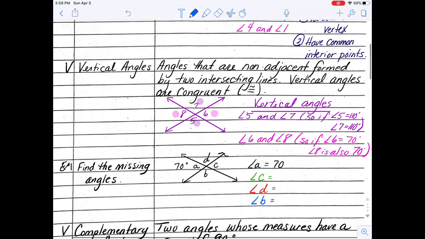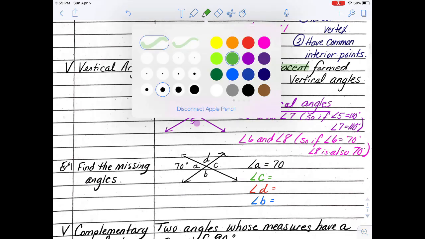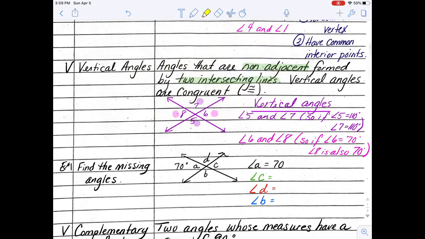Vertical angles. Well, our vertical angles right here are angles that are non-adjacent. They are not next to each other. They're formed by 2 intersecting lines. They're basically vertical angles, so they're diagonal across from each other. But what I love about vertical angles is you can see right here that vertical angles are congruent. And I'm showing you what that congruent symbol looks like. It's that equal sign with a squiggle on top. It means that they are the same.